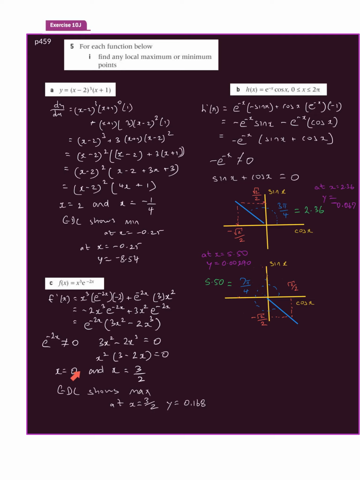Again, we need to investigate these to see if they're true turning points. Is the slope changing from positive to negative or negative to positive? Well, we don't need to do that. We've got the calculator. So put the original function into the GDC and have a look at it. You'll see that there's a max at 1.5, and that x equals 0 is again a point of inflection where the slope stays the same, but the concavity changes. Now we put x equals 1.5 into this, and we get y equals 0.168.